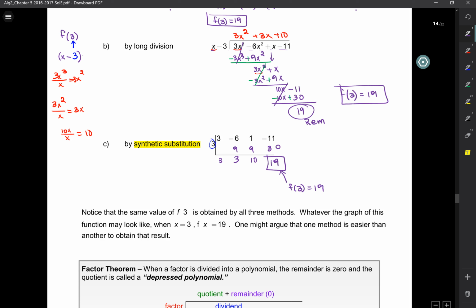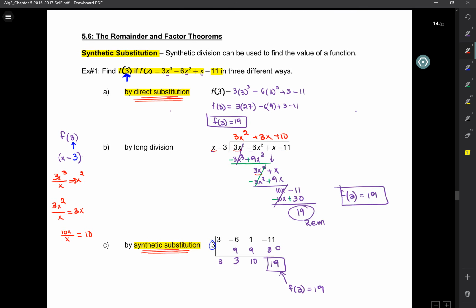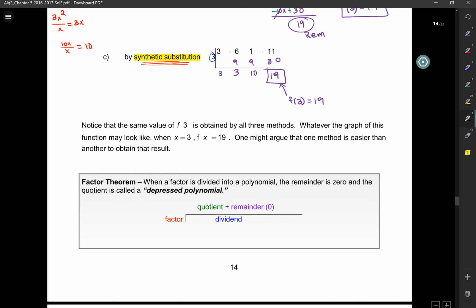All right? So this is finding the value of a function by synthetic substitution, whereas here it was by direct substitution. You should know the difference between the two. So what we notice is that the value of f of 3 is the same using all three methods. So whatever the graph looks like, when x equals 3, f of x is 19.